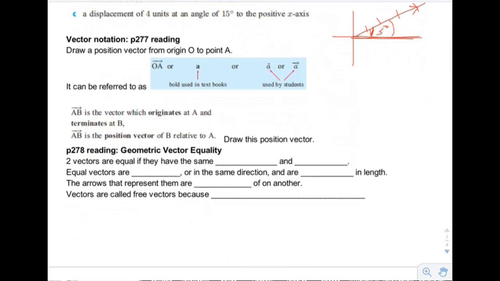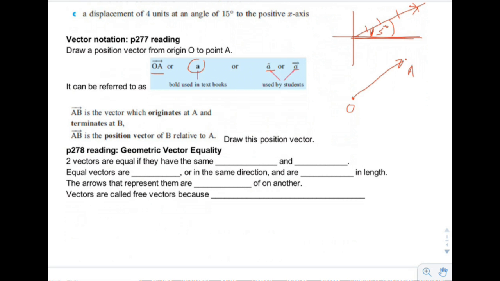Vector notation, page 277. Draw a position vector from origin O to point A. Let's see. It can be referred to as vector OA or bold A, or A with a little line over it, or A with an arrow over it. Okay? So let's see. There's going to be an O. There's going to be an A. And then we just connect them with a directed line segment.